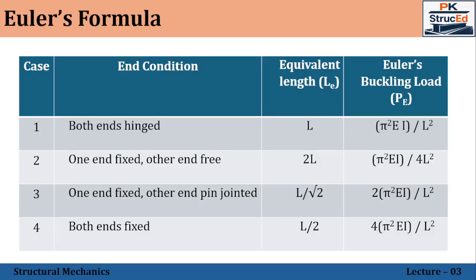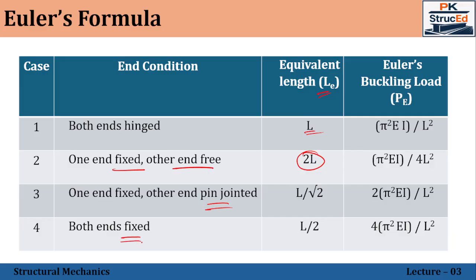So to summarize this one: if both the ends are hinged, we'll have the buckling load as pi square EI by L square. In that case, the equivalent length of the column will be equal to the unsupported length itself. If one end is fixed and the other end is free, we derived the relationship as pi square EI by 4L square. In that case, the equivalent length will be 2 times the unsupported length. The third case is one end fixed and the other end pin jointed, where the relationship was found to be 2 pi square EI by L square. In that case, your effective length will be L divided by root 2.